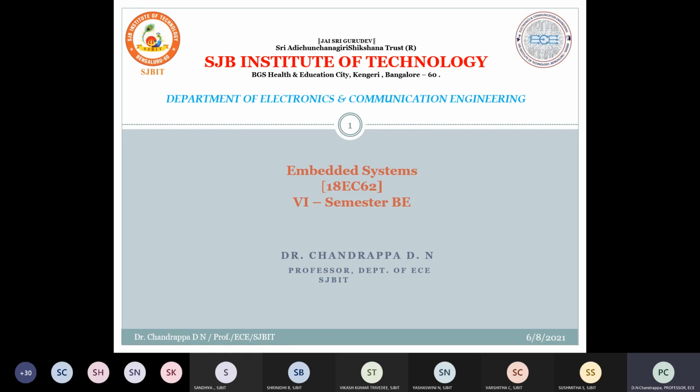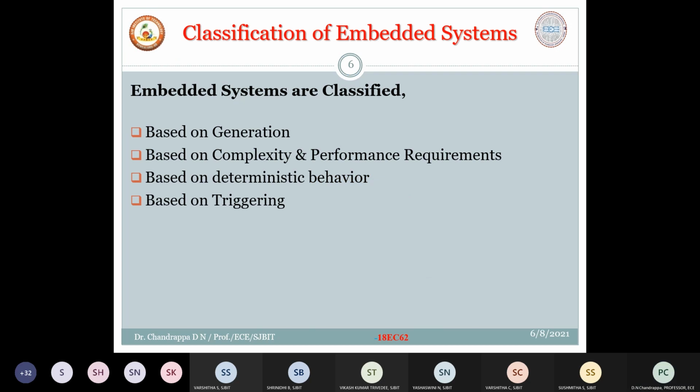Second session for Module 3, embedded system components. Last class, we covered some introduction, what content we are going to discuss, the definition of embedded system, then the general block representation of embedded systems, and the comparison between general computing systems and embedded systems. These are the things covered in the last class.